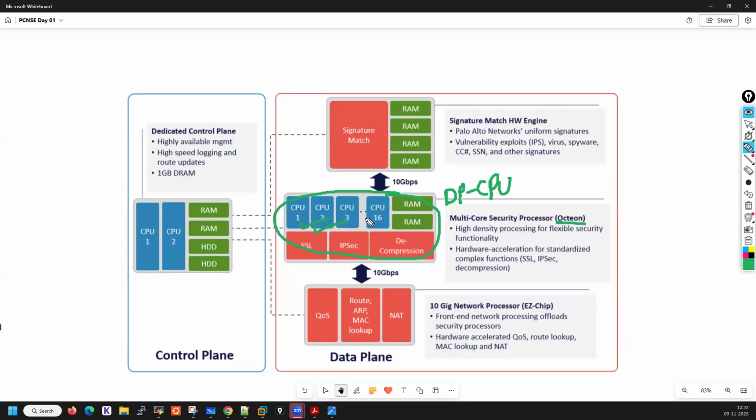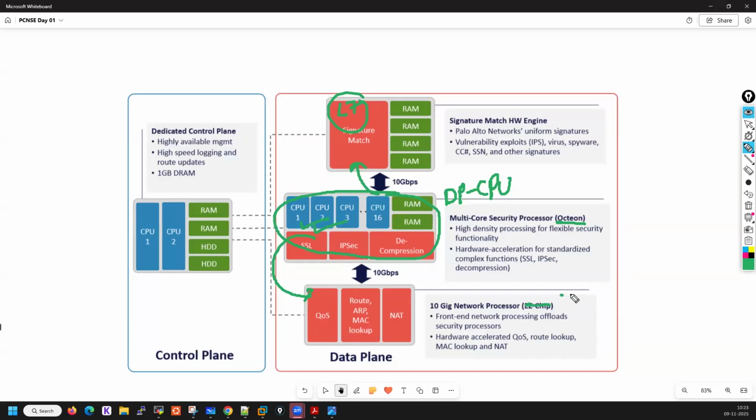Now, if that packet needs to go through the app engine and content engine, then your layer 7 data goes here, and that data will only be forwarded here. If this DP CPU thinks it can offload that session, then it will offload that session to the network processor, and the network processor will perform the task.